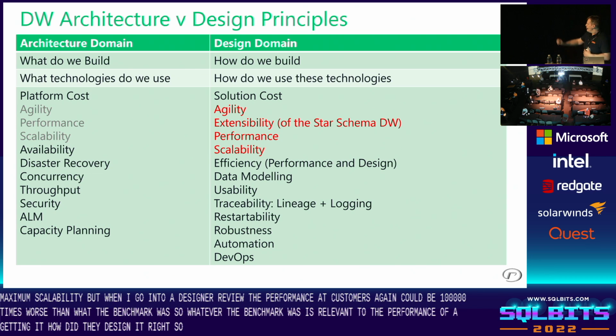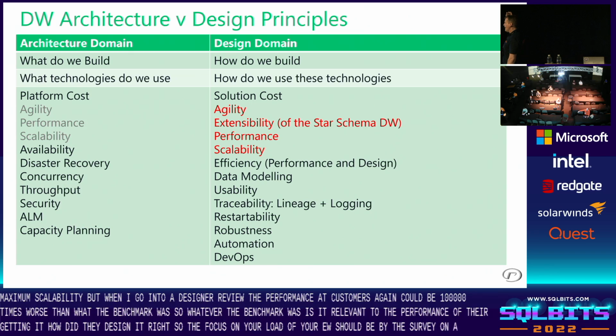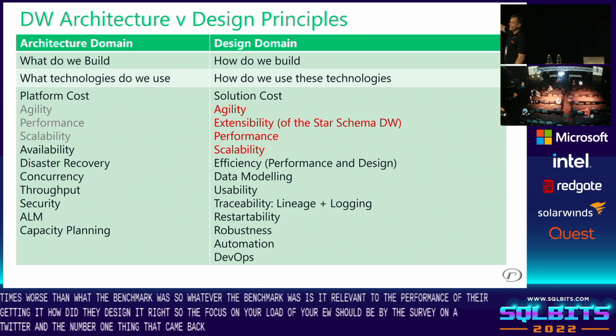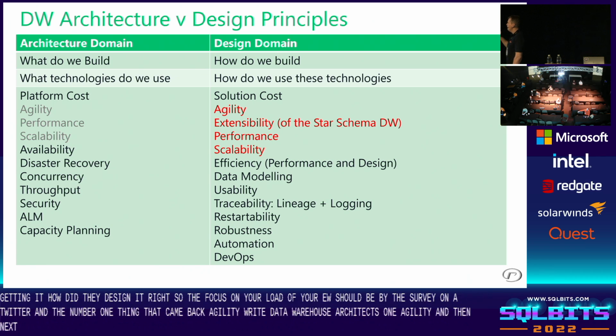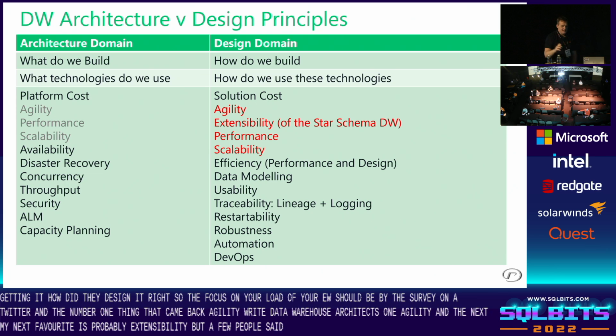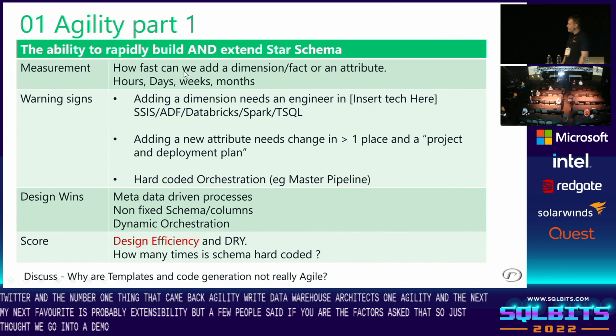So the focus on your load of your EDW should be, I did a survey on Twitter, and the number one thing that came back, agility, right? Data warehouse architects want agility. And my next favorite is probably extensibility, but a few people said a few other factors after that. So just before we go into a demo, what is agility, right? And how do you measure it, right?